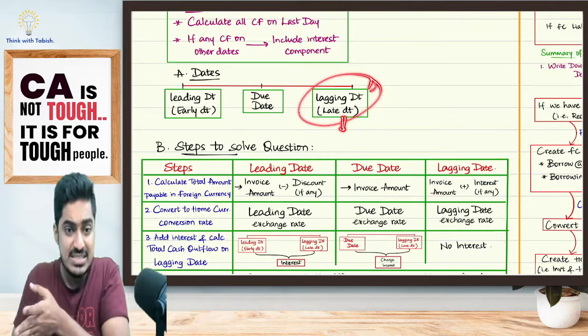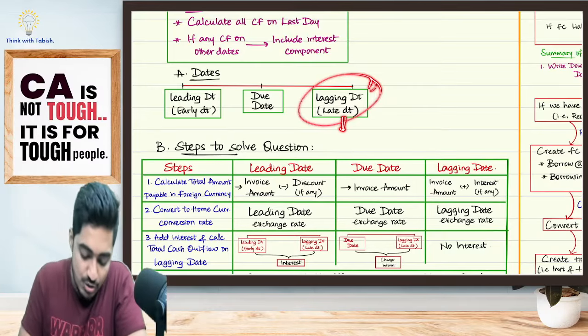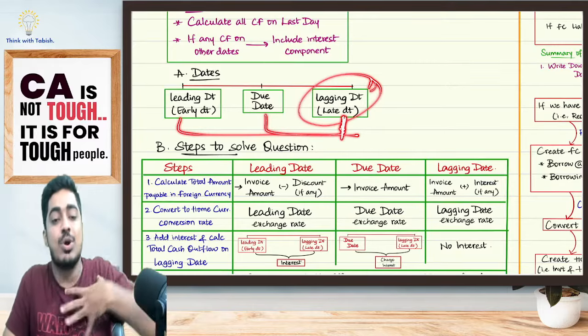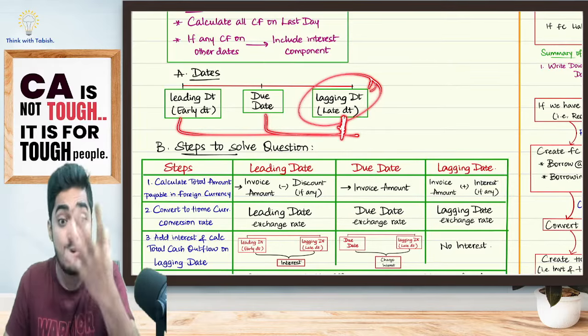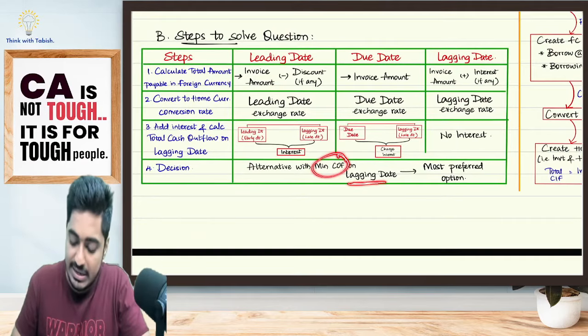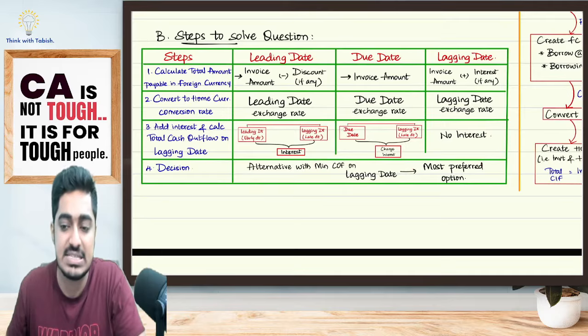All cash flows are at this date only. I need not add any interest here. So all cash flows have come here. I'm making a payment, so what do I ideally want? Wherever the cash outflow is a minimum, I want that. So wherever my cash outflow is a minimum on the lagging date, that is going to be the most preferred option. Is this clear, everyone?